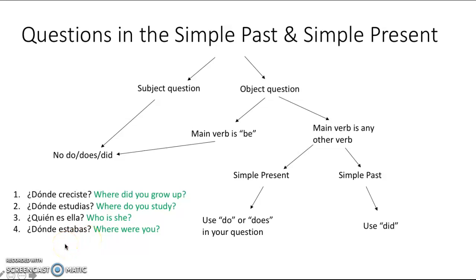All right, and then we have ¿dónde estabas? If we imagine the answer, "yo estaba en el galpón." Okay, so el galpón is the answer. That's the object again. So we've decided it's an object question. What's the verb? Estar, that's be. Okay, so no do, does, or did. And ojo, this one, estabas, it's in a past tense, so we also put it in a past tense. Where were you?